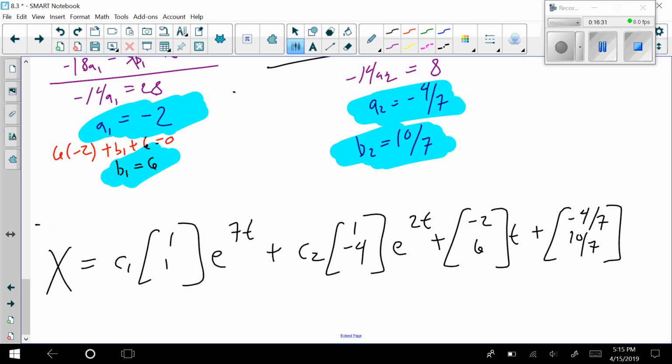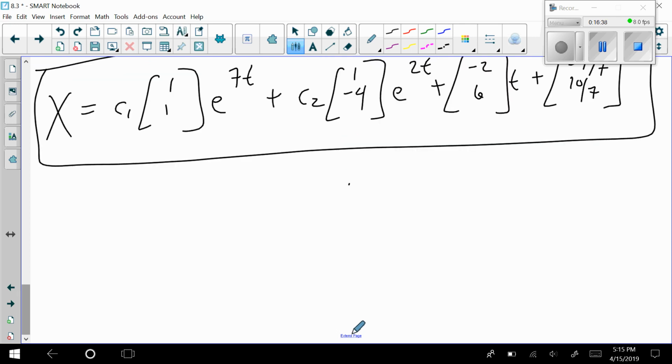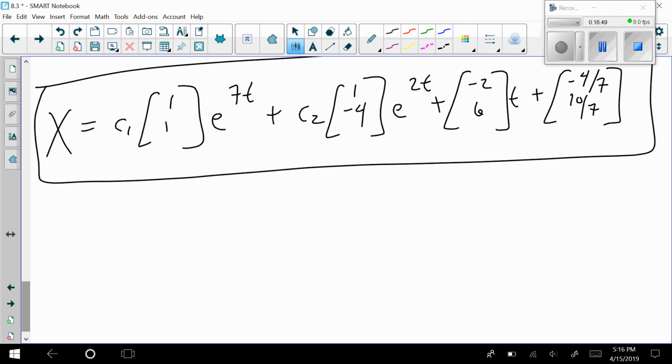And now, this thing here would be good enough for the answer, okay? That'd be good enough for the answer if they don't give us any initial values, okay? But, of course, I said I was thinking about adding in some initial values, so I think I will. I think I'll throw in some initial values.